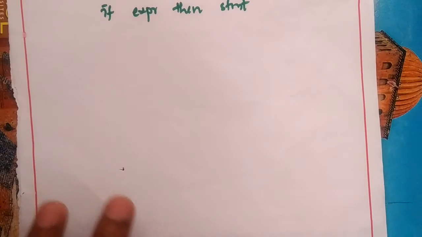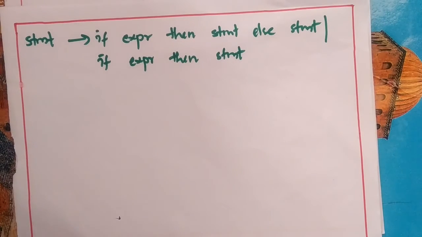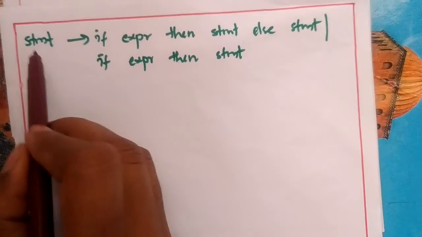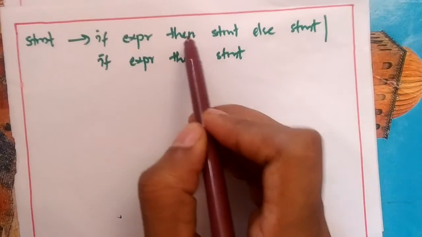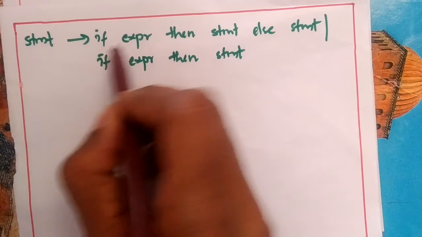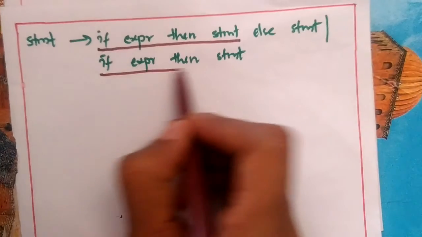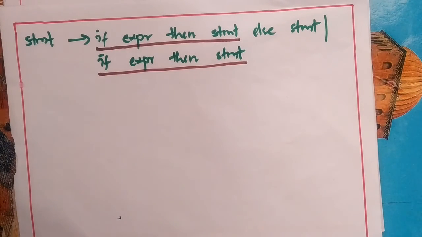Okay, then see another example. This is a very famous grammar which we can see in our programming languages. This is the grammar corresponding to the if else statement. So very simple: statement gives if expression then statement else statement, or statement gives if expression then statement. So we can see that starting from if expression then statement, this is a common string present in both productions.